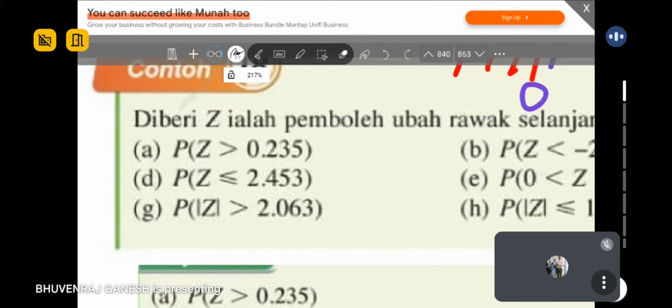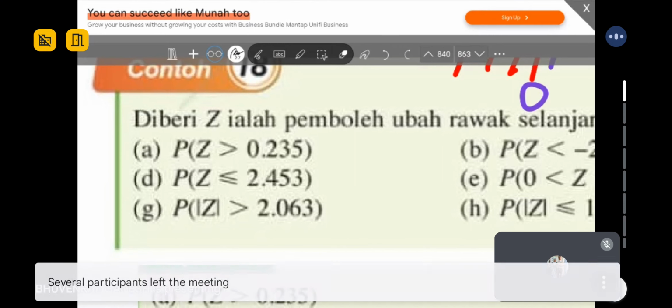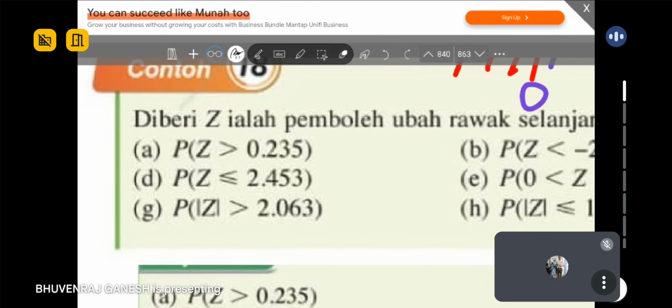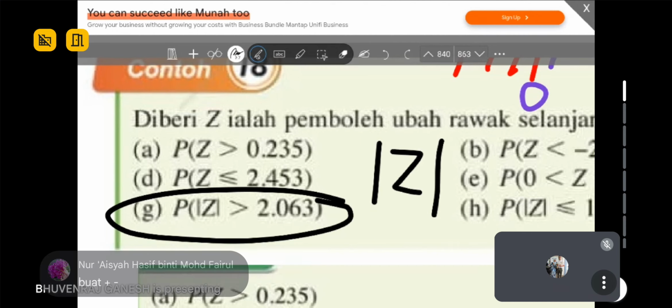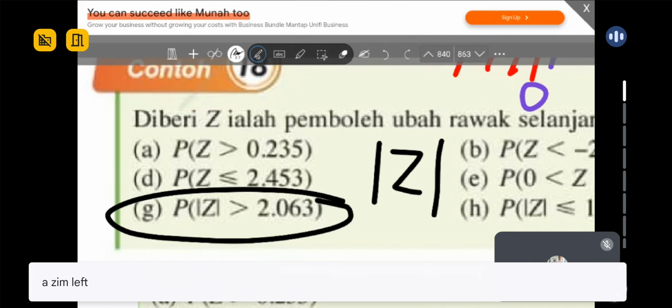Okay guys, question G and H, very important. Sangat berbeza dari yang lain. Kenapa? Sebab kamu nampak simbol modulus. So how to convert this? Macam mana saya boleh tukar persamaan ni? Siapa boleh bagi tahu? Very important. You must understand first the meaning of modulus. Apa maksud modulus Z? Switch the modulus over to the decimal, so it becomes Z bigger than 2.06 and Z smaller than -2.06. Yes, positive, negative, correct.